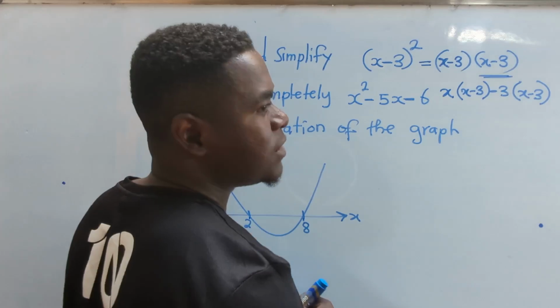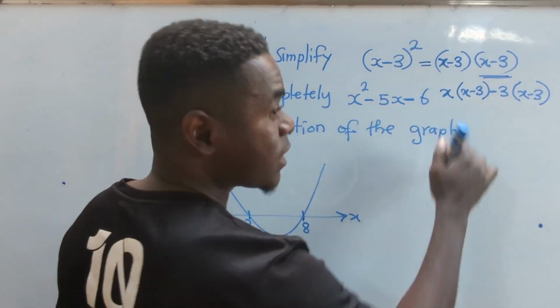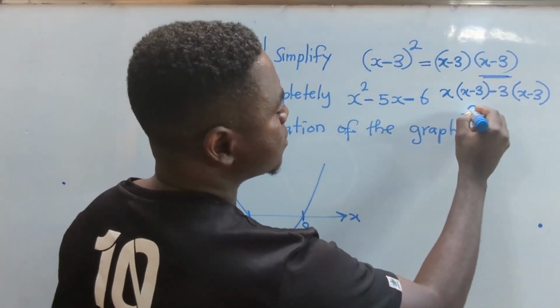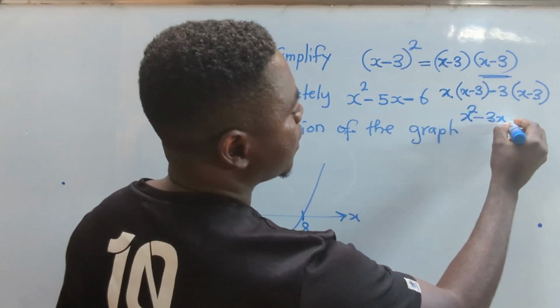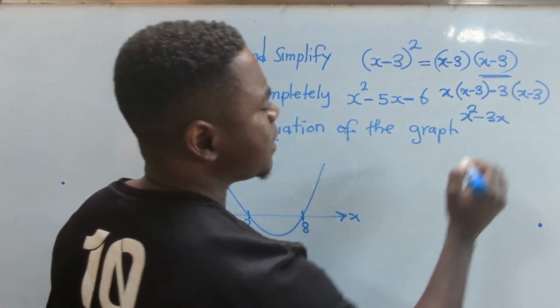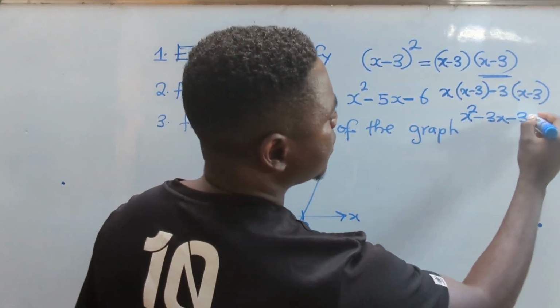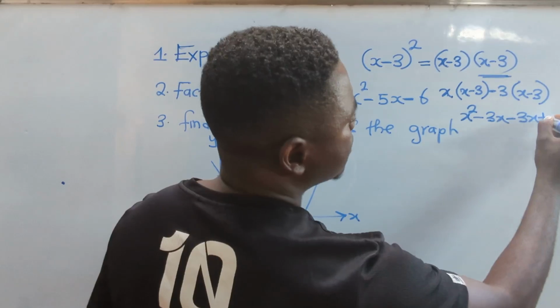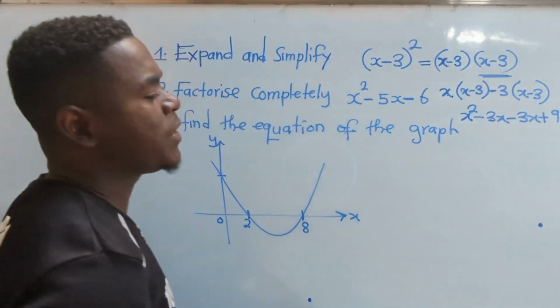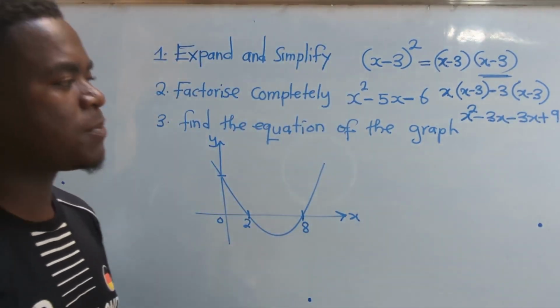You start expanding. You say x times x, that is x squared. x times negative 3, that is minus 3x. Negative 3 times x, that is negative 3x. Negative 3 times negative 3, that is positive 9. So I'm just teaching you how we get to expand.